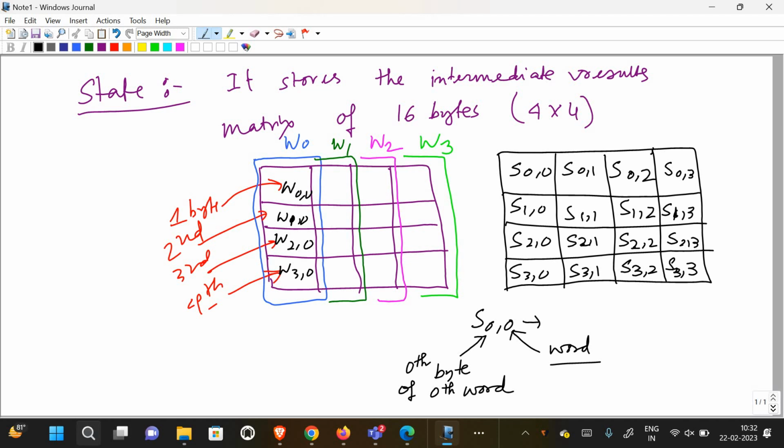Clear? Now, this is about the state. Now comes the key. Now let's define the key.